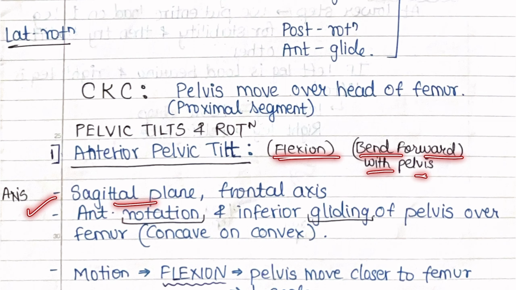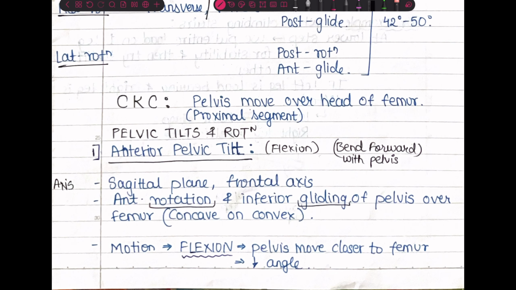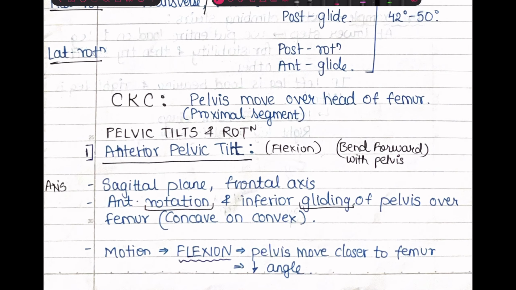Axis: sagittal plane, frontal axis. Anterior rotation and inferior gliding of the pelvis over the femur. Concave on convex. This is the concave-convex rule: the convex surface is stable, the concave surface is moving. The concave surface means the acetabular fossa. The convex surface was the head of the femur. So anterior rotation and inferior gliding of the pelvis. Again arthrokinematics, motion is flexion. So the pelvis moves closer to the femur, the angle decreases.